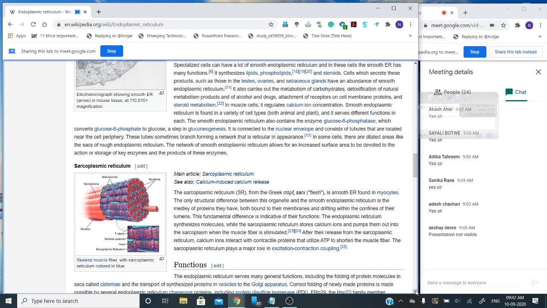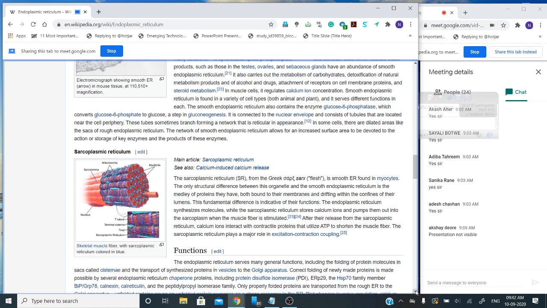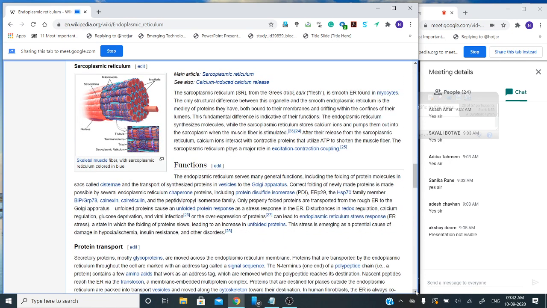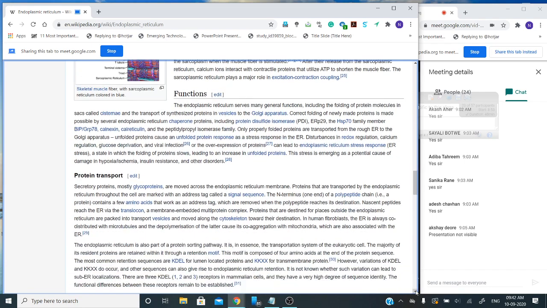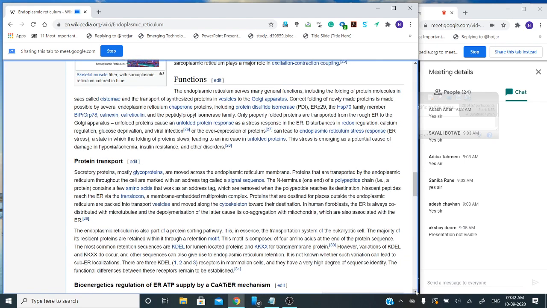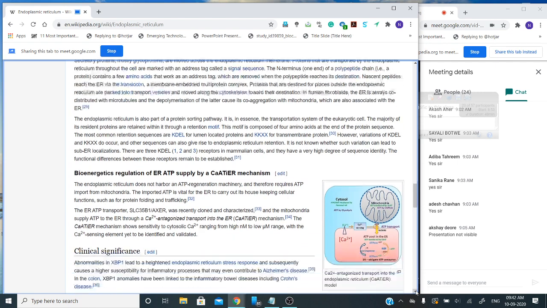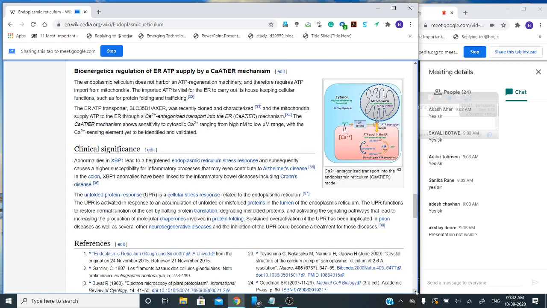Okay, we have seen all this activity. What are the various activities? They are important in such activities. Then protein transport, that is embedding the protein into various locations. Okay, I think this should be enough for us. So these are the activities of the endoplasmic reticulum.